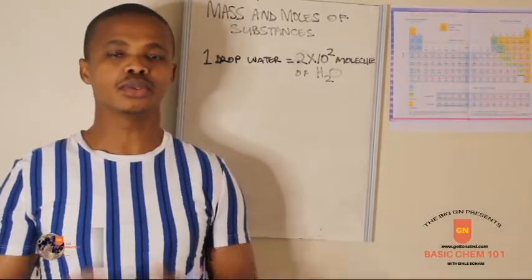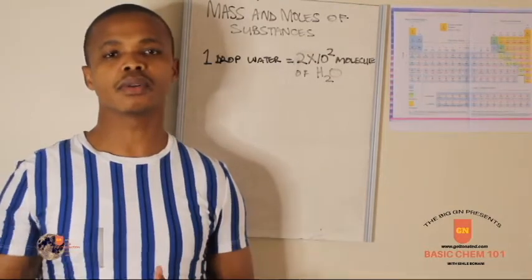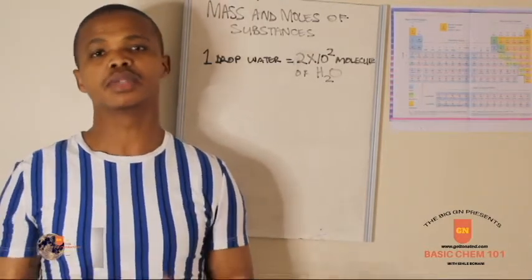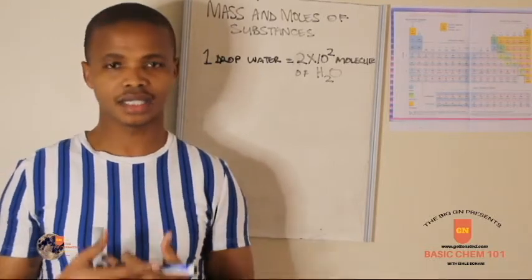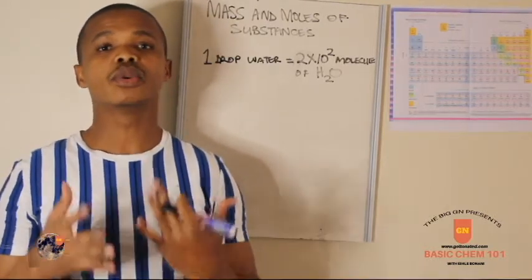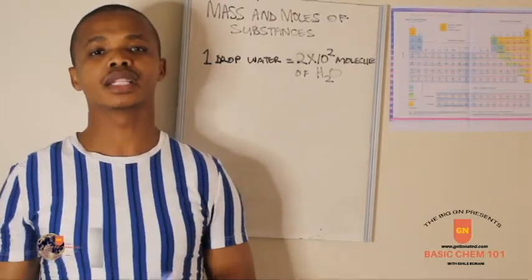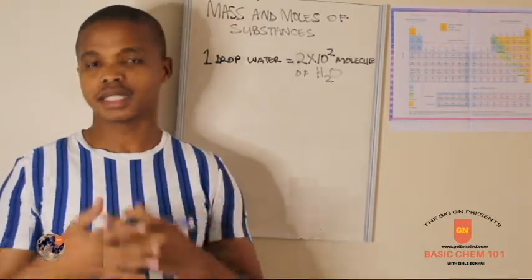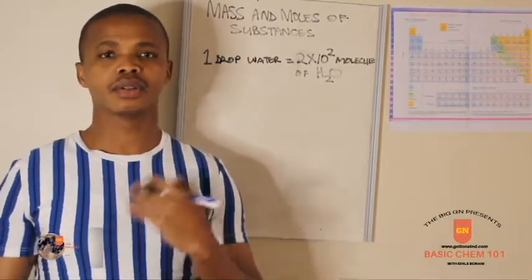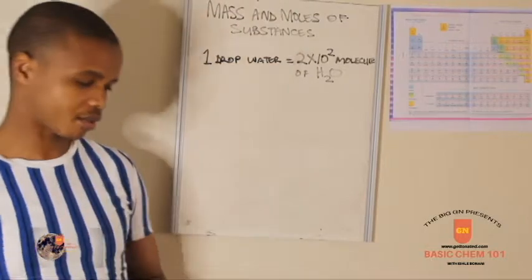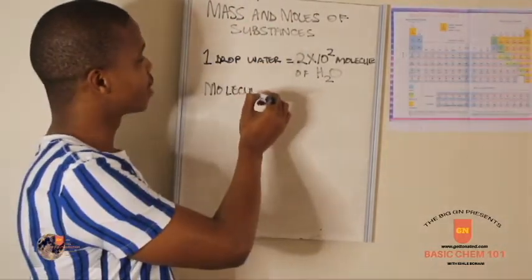In order for you to understand, going forward, the calculations that we use in chemical reactions or in chemistry in general, you will need to understand moles, or how to calculate moles. But that is actually basic chemistry, but we'll not be starting there for now. We'll be starting with molecular masses.